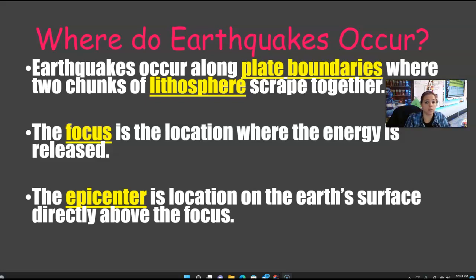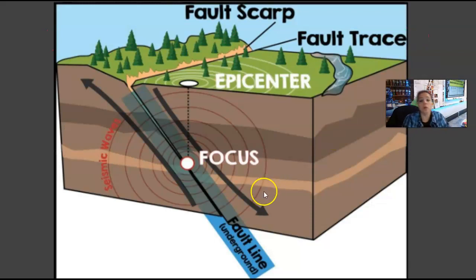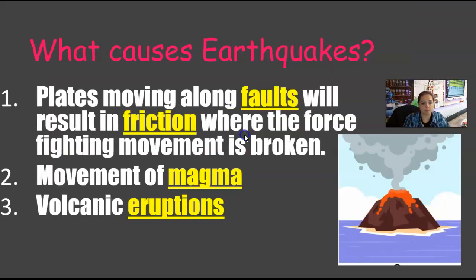The focus part of the earthquake is the location where the energy is released. This is underground, below the surface. The epicenter, however, is found at the location on the Earth's surface directly above the focus. So here's an example. Here's the focus. It's down in the Earth. That's where all the seismic waves go off. That's where that snap has happened. The focus, that's where that earthquake happened. And right directly above it on the surface, that's the epicenter. That's where we try and find where the most damage is.